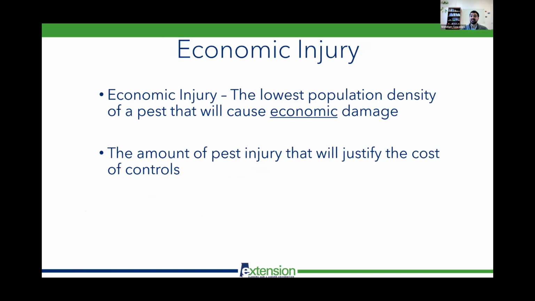We have the pest present, but it's not causing any damage to our profits. However, if we reach that economic injury, that's the point where we do start to have that damage. And so the amount of pest injury is what really justifies the cost of controls. As we think about this, there are two points we really need to think about. What is the cost of control? How much does it cost to prevent economic injury? And secondly, what is the cost of the damage? What is the cost of the economic damage that the pest would cause?